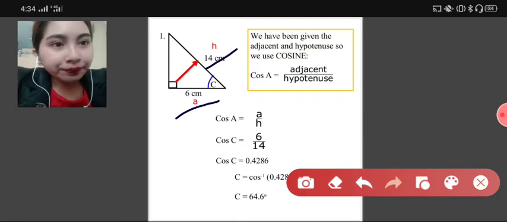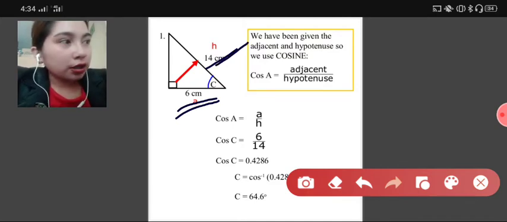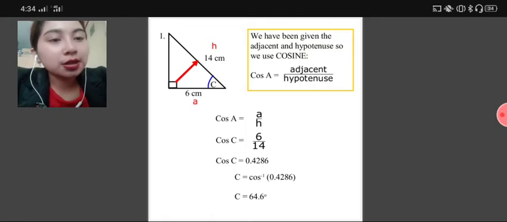So, ano yung cosine C is equals to 6 over 14 kasi adjacent natin is 6 and hypotenuse natin is 14. I-divide mo lang siya and lalabas yung answer na 0.4286. And shift nyo lang, tapos pindot nyo yung cosine inverse ng 0.4286. Lalabas yung answer nila na 64.6.